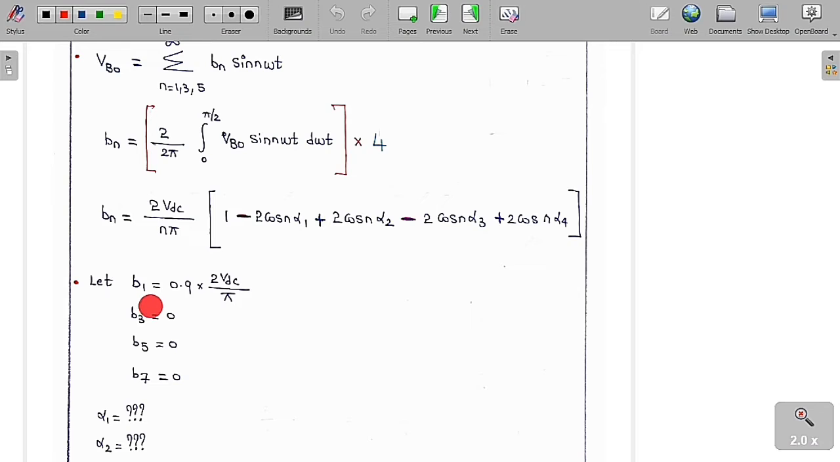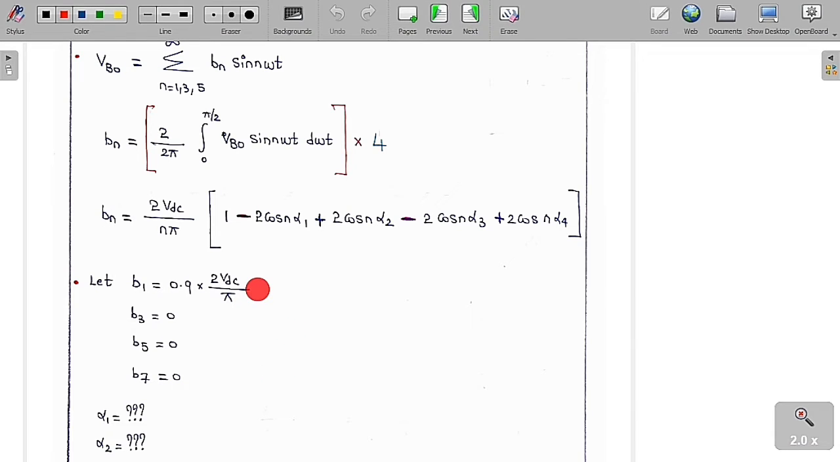Now I want the fundamental component of VB naught to be equal to 0.9 into 2 VDC by pi, and I want the third harmonic to be 0, the fifth harmonic to be 0, and also the seventh harmonic to be 0. So these are the conditions. See, there are 4 unknowns, alpha 1, alpha 2, alpha 3 and alpha 4, so we need 4 equations to solve.